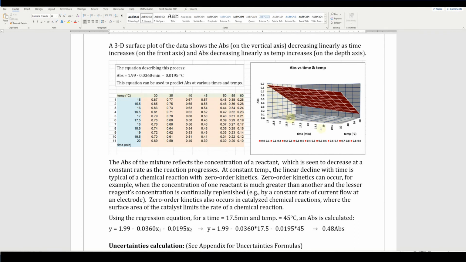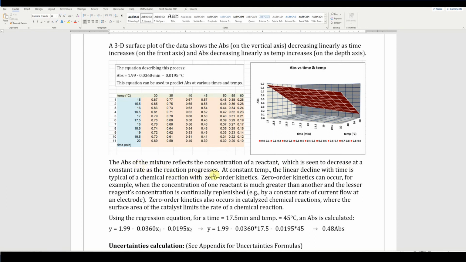And notice that as we move towards the back, as the depth axis increases, the temperature is increasing, and the absorbance is decreasing. So the absorbance of the mixture reflects the concentration of a reactant, which is seen to decrease at a constant rate as the reaction progresses.